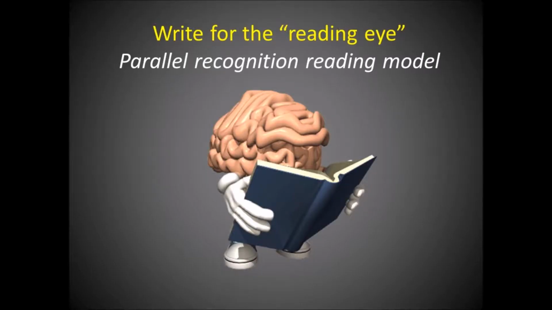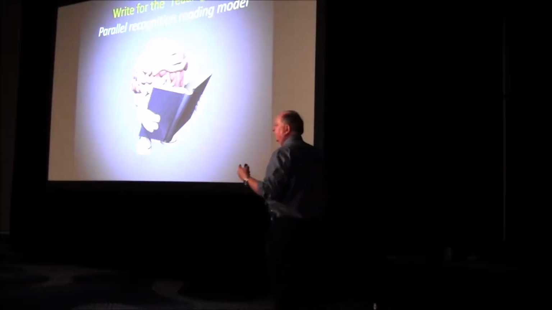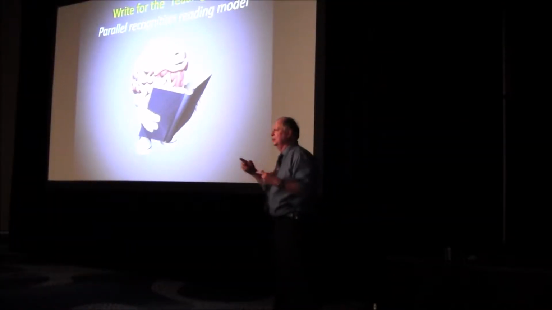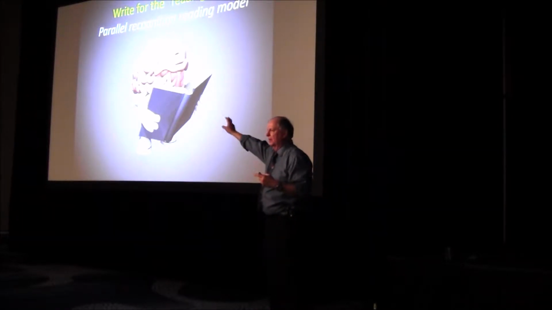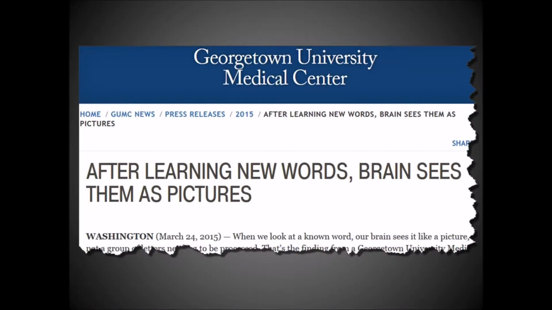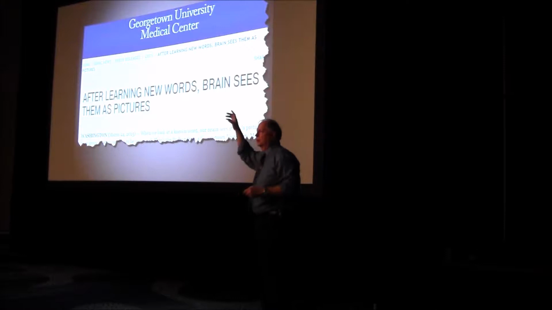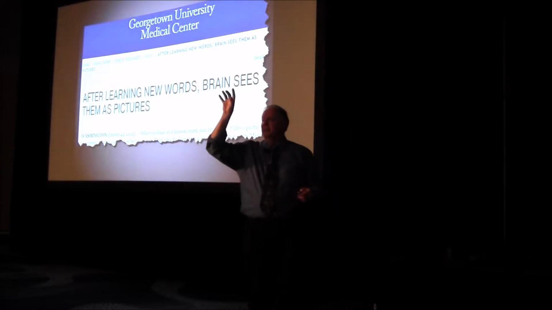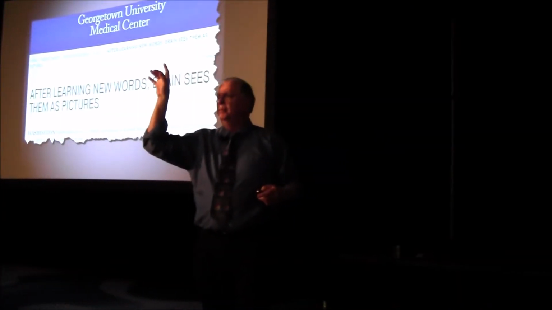I'm going to talk about writing for the reading eye, the perceptual process of reading. The most popular model is called the parallel recognition reading model. That says you don't read words a letter at a time. You read whole words, whole phrases at a time. This is really fascinating. When you learn a word, and you know tens of thousands, hundreds of thousands, you don't see them as words anymore. You see them as pictures. You are reading pictures.